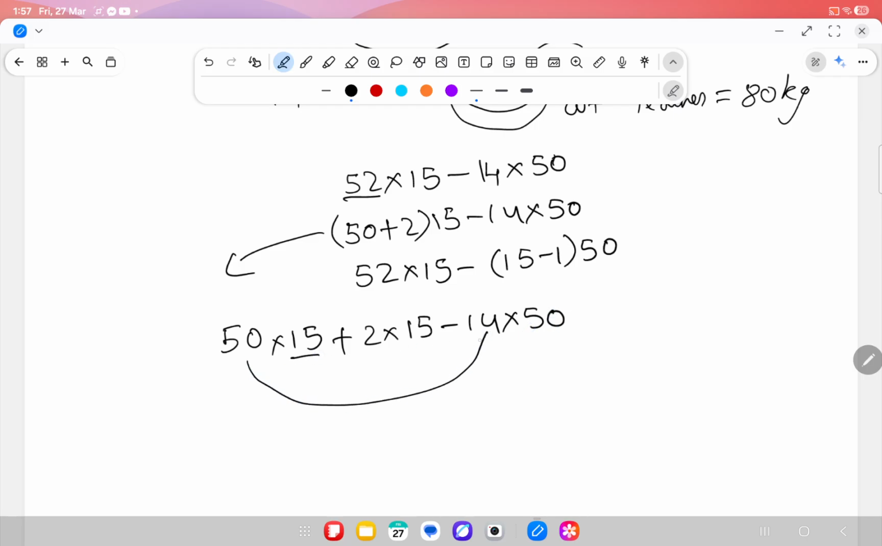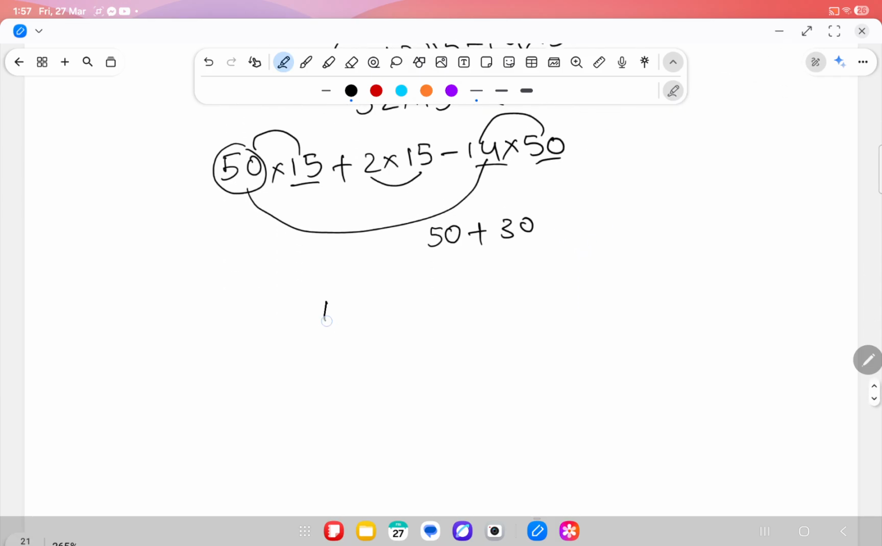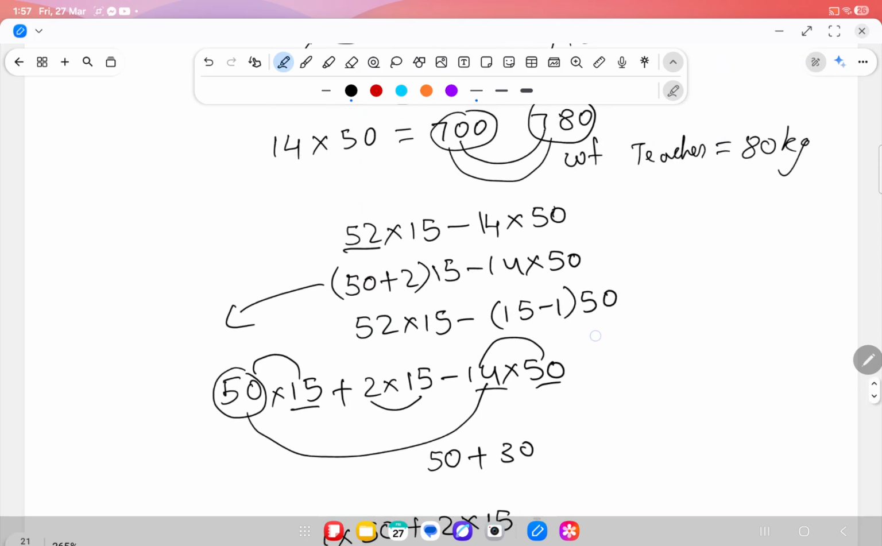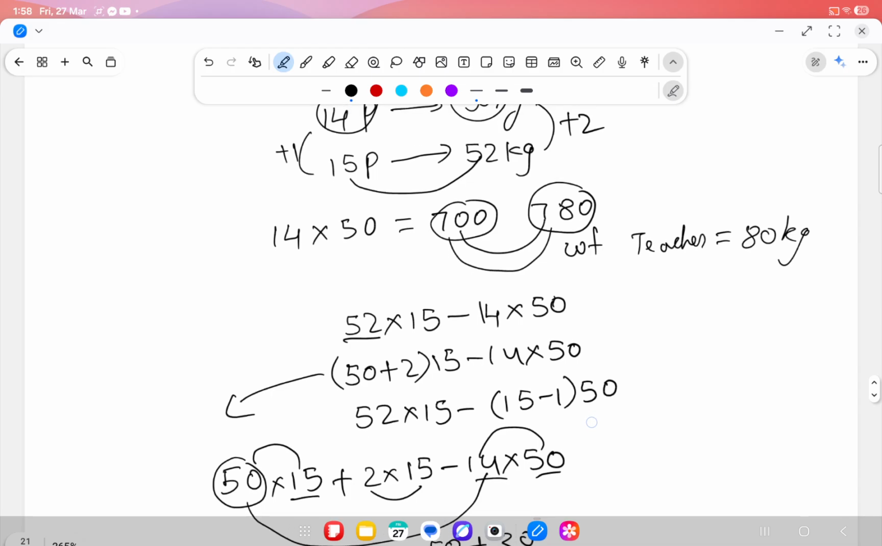50 into 15, 14 into 15. 15a minus 14a will give a. So 50a, that is 15 minus 14 gives 1 into 50, plus 2 into 15, which is 30. Means I will rewrite this equation: 1 into 50 plus 2 into 15. Correct now?